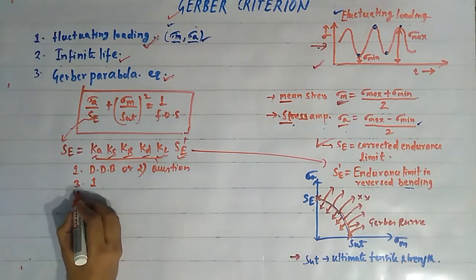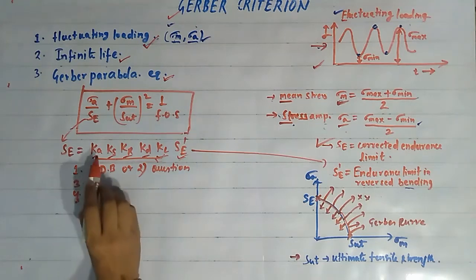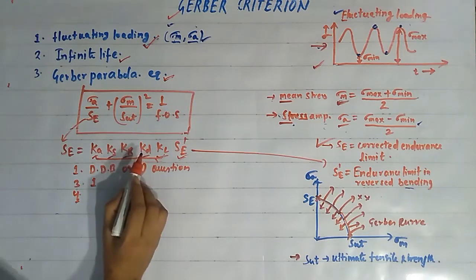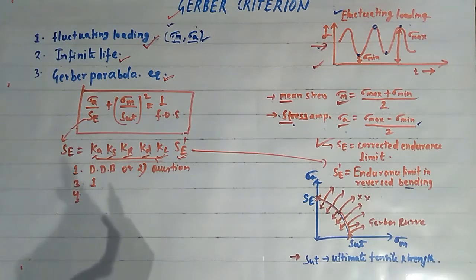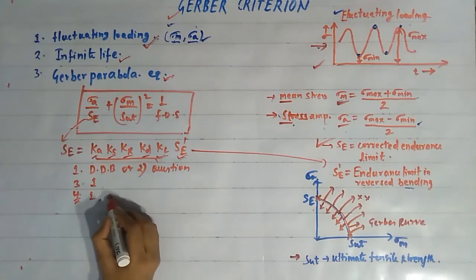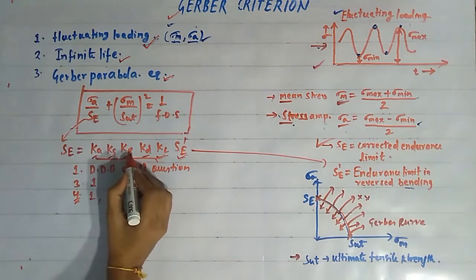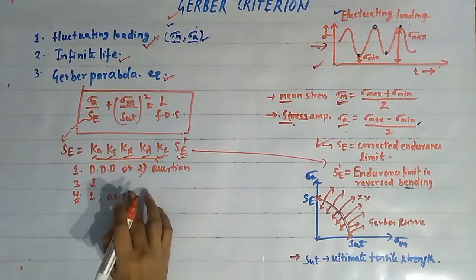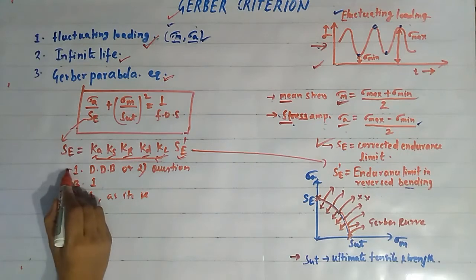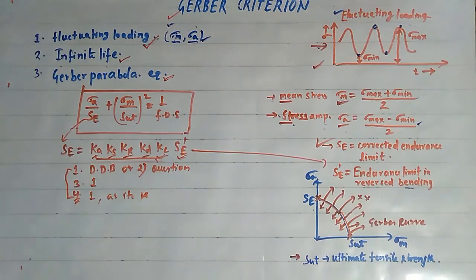And the fourth case is that when some of these factors are given to us and some are not given, and we do not have a data book, and a question is asked to us, then we will take the factors which are not given as unity, and the factors which are given will be substituted as they are in the formula. Okay friend, so these are the 4 cases, and on the basis of these 4 cases we can decide the value of Se, that is the corrected endurance limit.